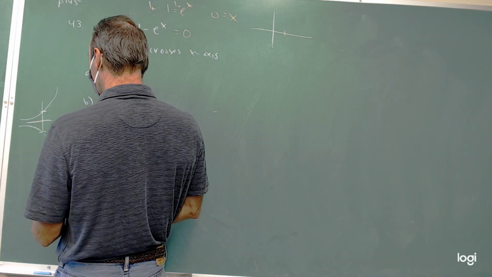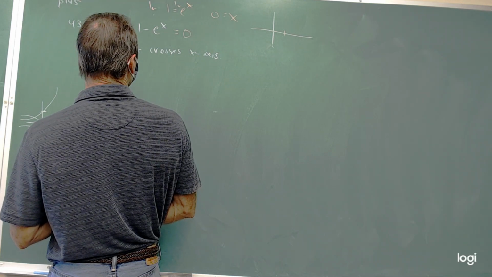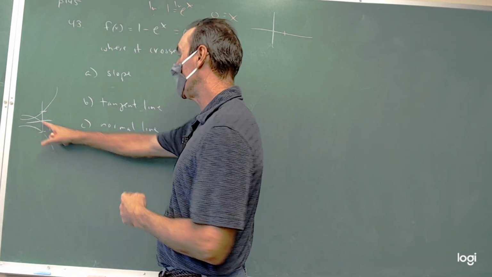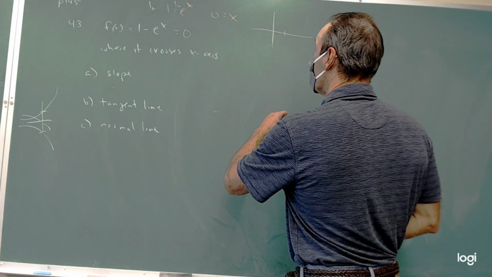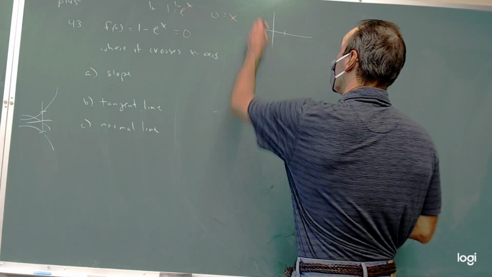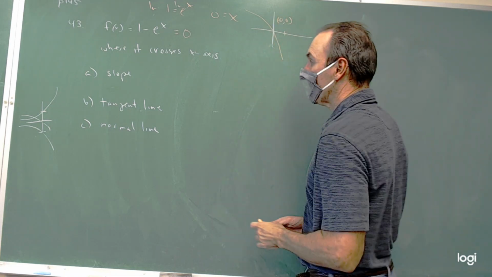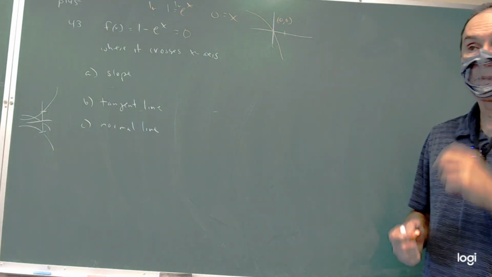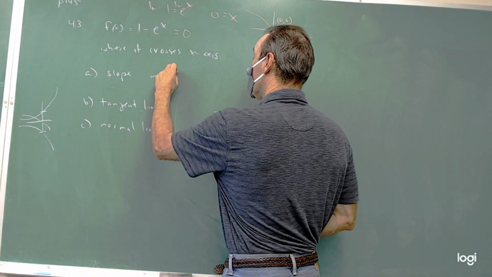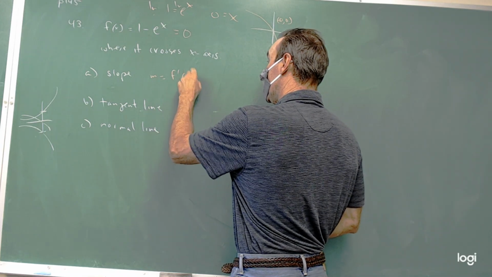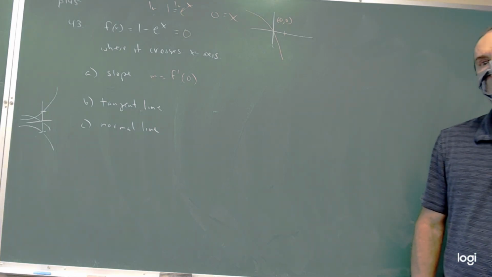This is going to get moved up, so that we want x equals 0. So it's going to be right at the origin. Okay, so our curve is going to do something like this. It's going to go through the point 0, 0. So we want the slope when it crosses the x-axis. So slope, we know, is equal to the derivative evaluated at the point in question, which is going to be at x equals 0. Okay with that so far?